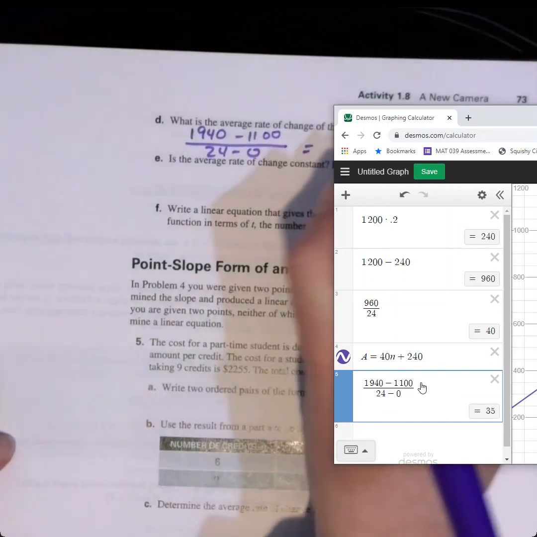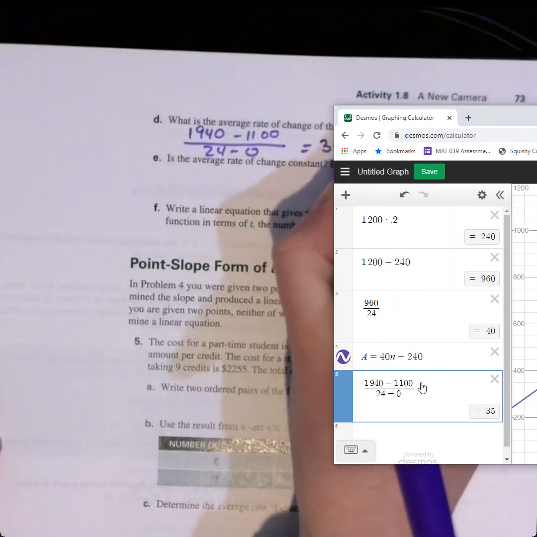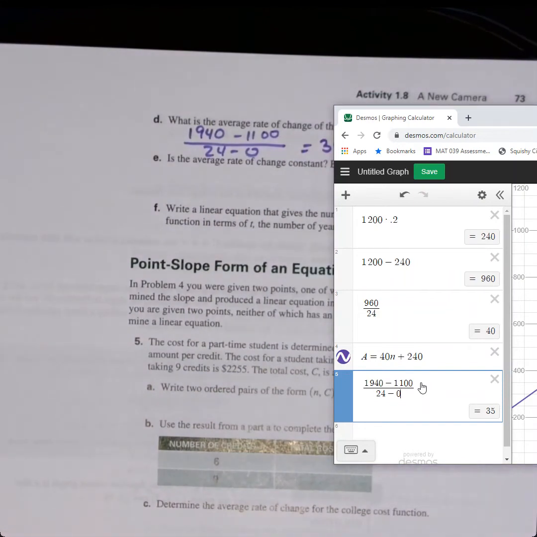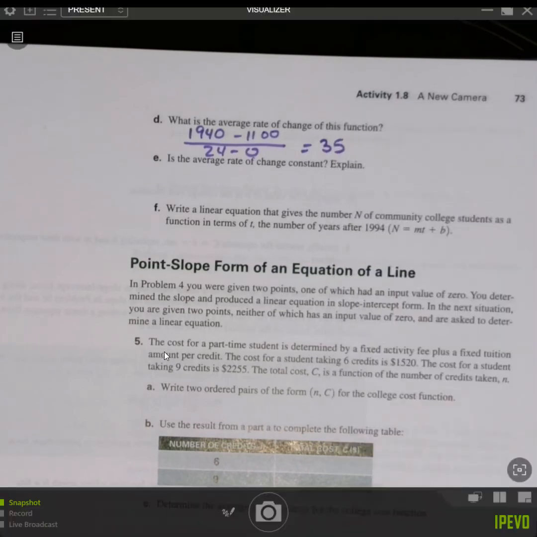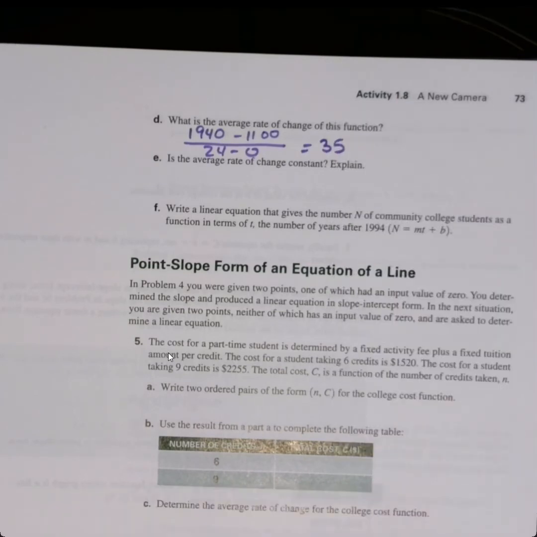It came out as 35 right here. So we'll just type that whole thing in. In the contextual examples, we would prefer a decimal or a whole number rather than a fraction. So we'll just type it in. All right, so the average rate of change is 35.